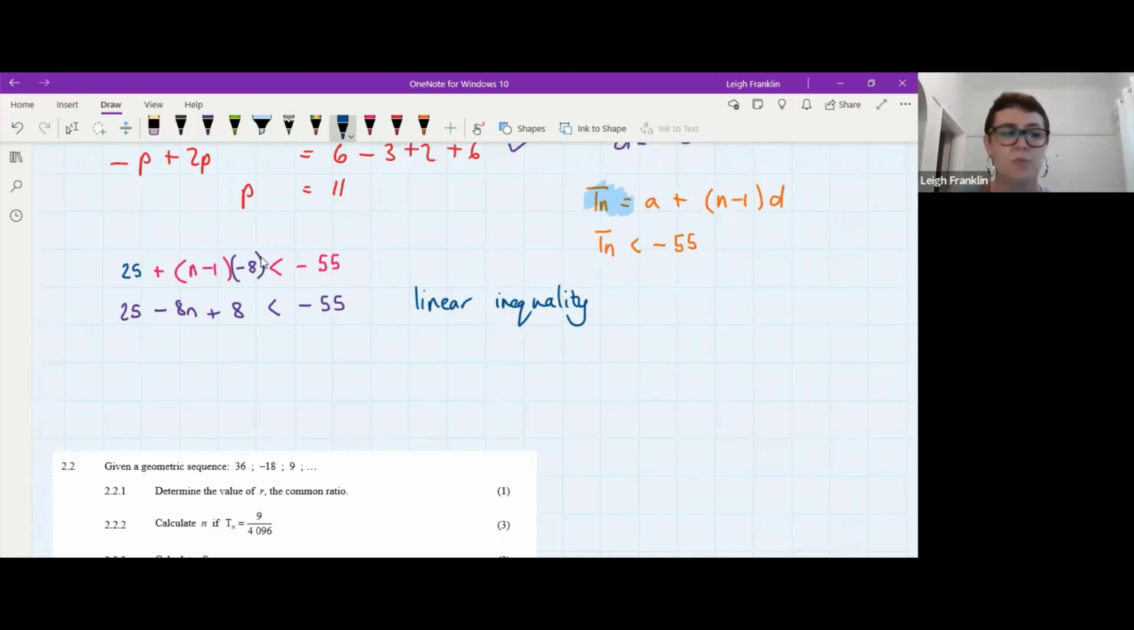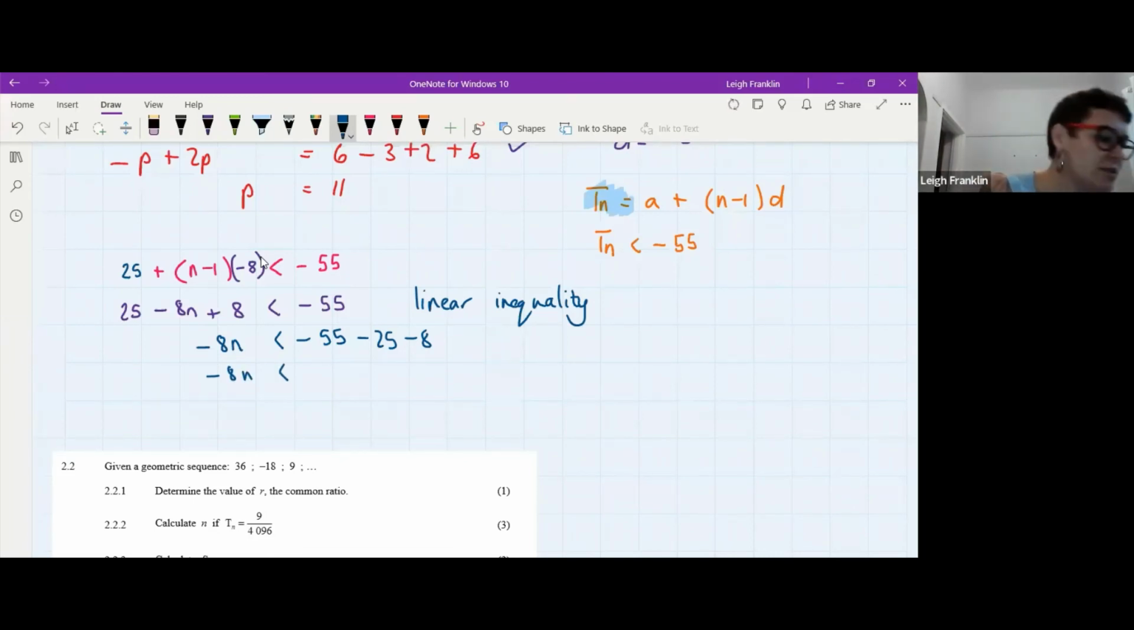What we want to do is leave the n terms on one side of the inequality, and take the number terms over to the other side. So I'm going to leave minus 8n on the left. And on the right, I want to collect my numbers together. So that means I'm going to take away 25 and I'm going to take away 8. So minus 8n is going to be smaller than, now I've got to work out what that's going to be. Minus 55, minus 25, minus 8.